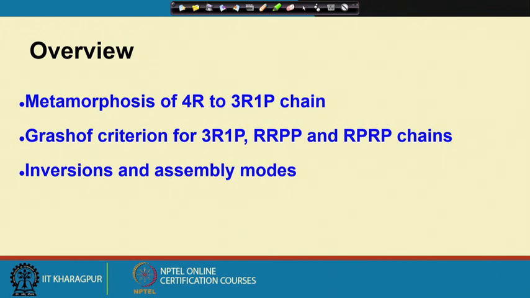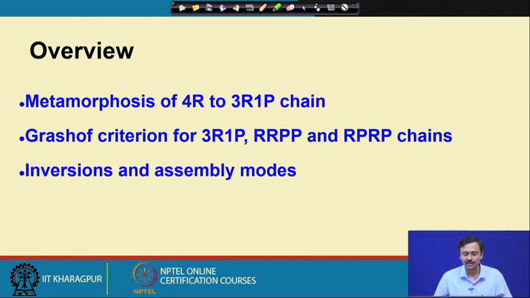First, I will show you how a 4R chain can be converted to a 3R 1P chain. This is called metamorphosis, a gradual change of a 4R chain to a 3R 1P chain. And then I can extend the Grashof criterion for the 4R chain to various other chains, as I will show you in this lecture. Then we will talk of inversions and assembly modes.